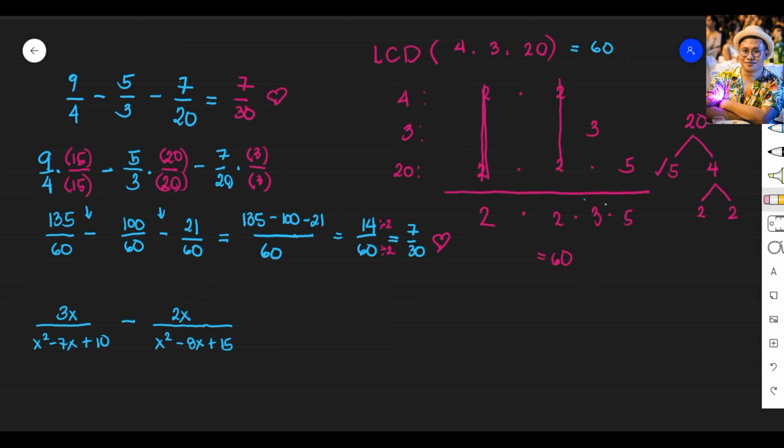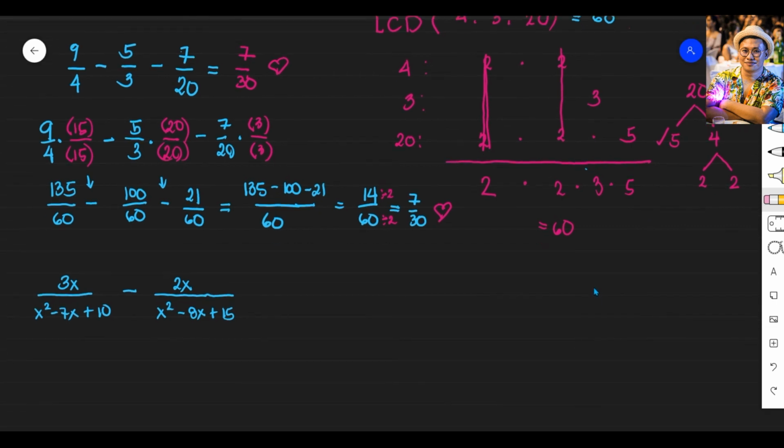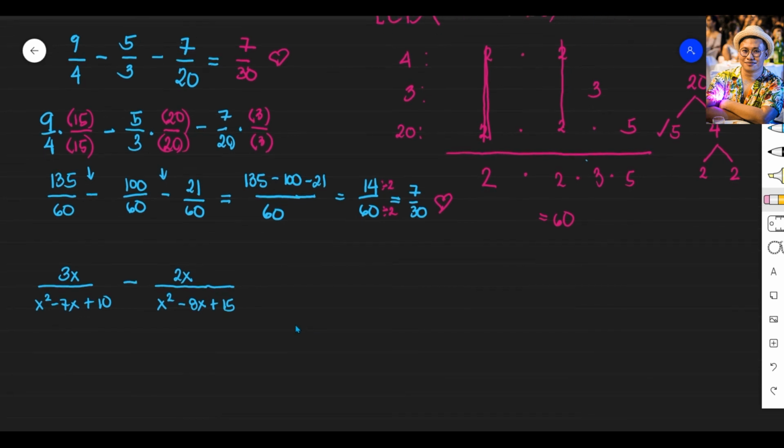Now, we're going to do the same process, same behavior, for rational expressions. And what are rational expressions, guys? These are expressions in the form P of x over Q of x, where Q of x should not be equal to 0. So, anything that does not have a denominator of 0, we can consider a rational expression. I hope you can still review that.